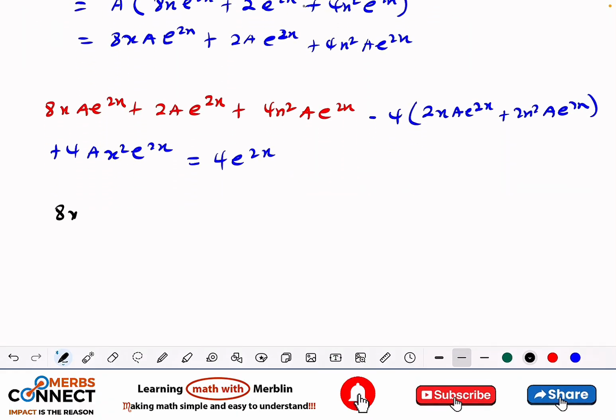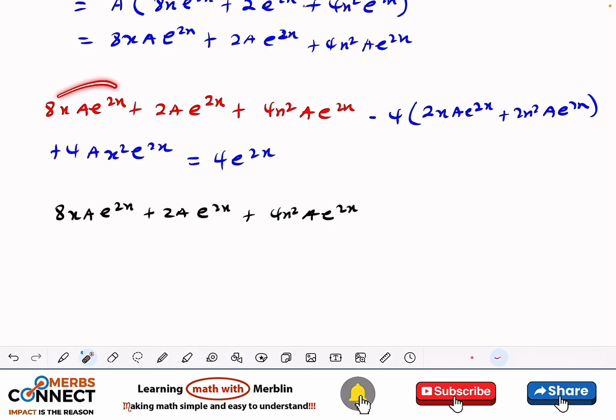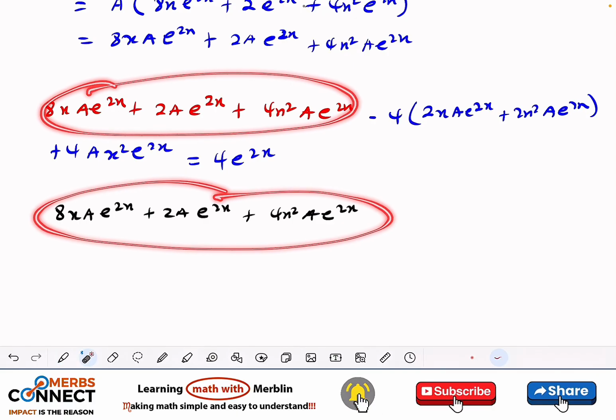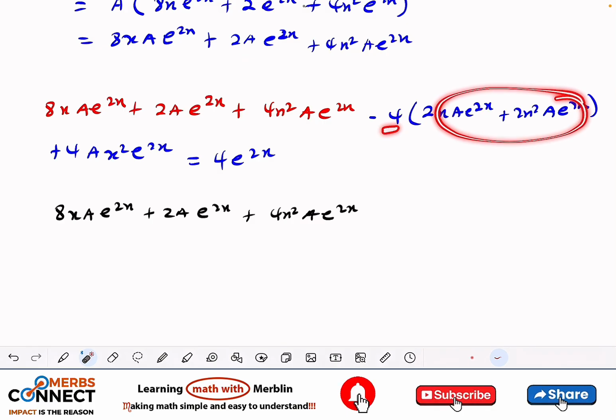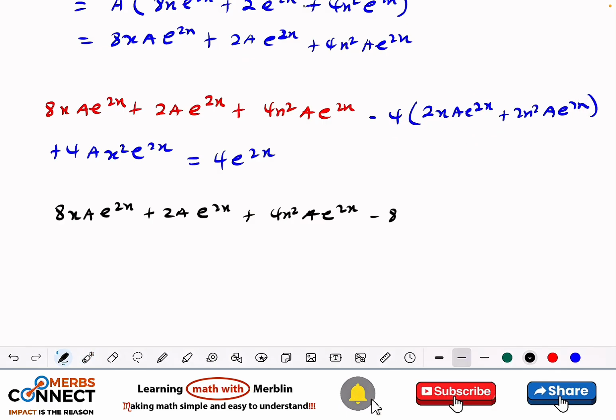So still we have this plus 2a plus 4x squared a. So I just repeated everything here, the same thing here. Then I'll multiply the minus 4 through this. So I'm going to have minus 8xa, minus 8x squared a e to the power 2x, plus I'll repeat the whole of this one too again, 4a x squared e to the power 2x is equal to 4e to the power 2x.